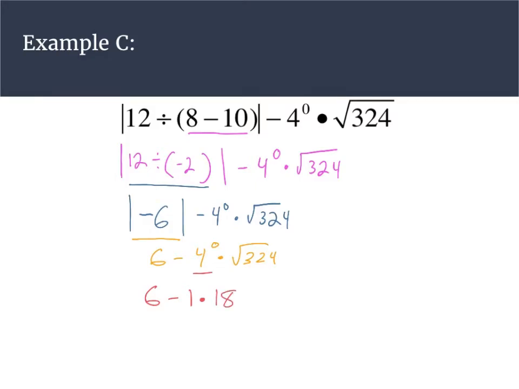And now I'm working with either subtraction or multiplication. Multiplication comes first in GEM, so I'm going to be doing 1 times 18, which I know is going to be 18. So I've got 6 minus 18. So now I've just got an integer problem to do.